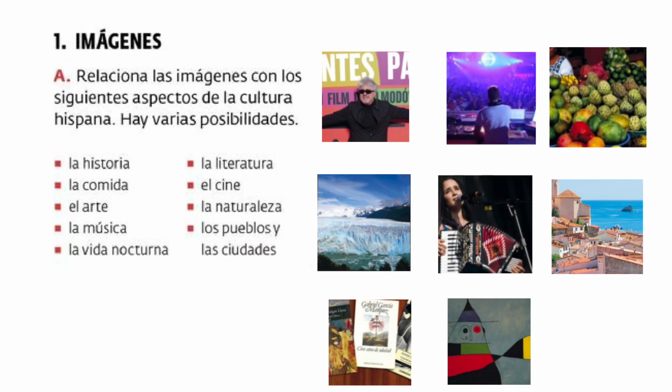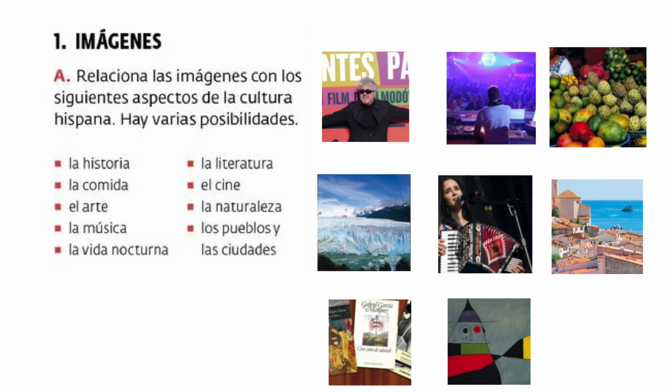Okay, now let's begin. Okay, so for the first exercise, as you can read in the question, relaciona las imágenes con los siguientes aspectos de la cultura hispana. Hay varias posibilidades. So, on the left side, you have the vocabulary, you have certain words, and on the right side, you can see these images. Now, you have to identify what word will match with these images, okay? And with this activity, you will learn a lot of vocabulary, okay?